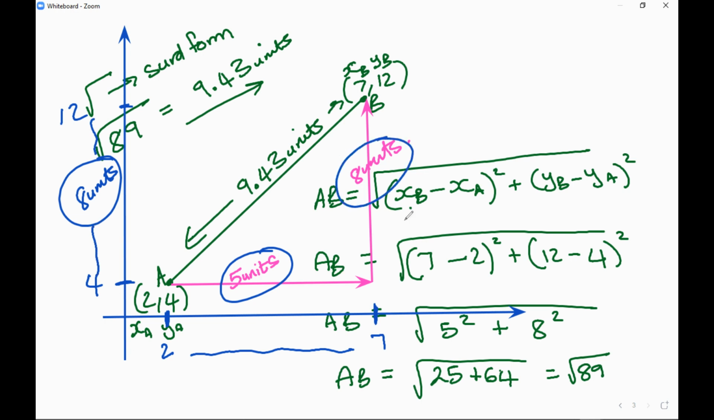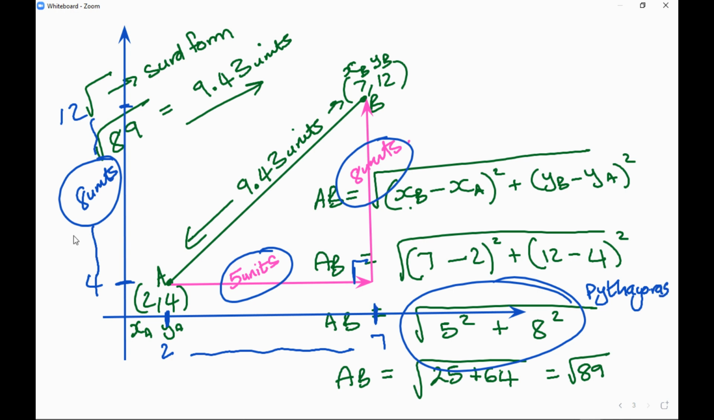So we've got 8 units vertically, 5 units horizontally. And now Pythagoras' theorem, because this is 90 degrees. So 8 squared plus 5 squared, and you can see there's Pythagoras' theorem. If you know Pythagoras' theorem, that's exactly what we're doing here.